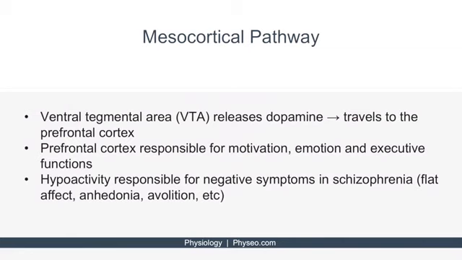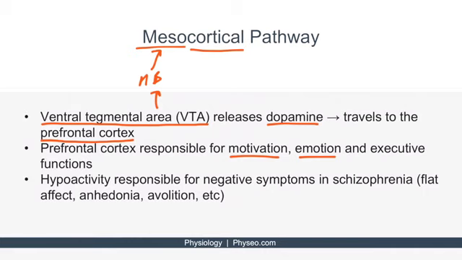Now the mesocortical pathway is very similar in that we can remember that it begins in the ventral tegmental area, which is in the midbrain, which is also called the mesencephalon, as in meso for mesocortical pathway. And just like in the mesolimbic pathway, the mesocortical pathway has dopamine, which travels to the prefrontal cortex, hence the term cortical in mesocortical pathway. Now the prefrontal cortex is responsible for motivation, emotion, and executive functions. And when you have decreased activity or hypoactivity of the mesocortical pathway, you get the negative symptoms associated with schizophrenia, which include flat affect, anhedonia, avolition, and other things.